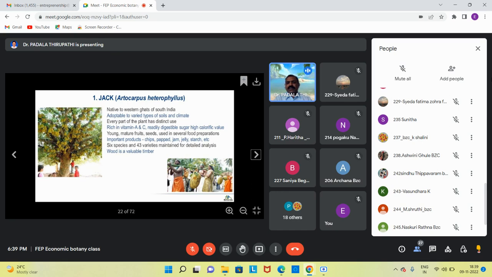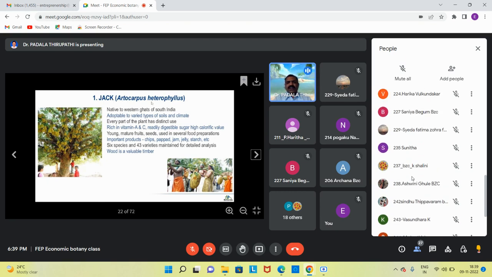See here, some of the tribes or ethnic groups are cultivating commercially, and they also grow naturally in forest areas. See here, this is the jackfruit, Artocarpus heterophyllus. This is very native to the Western Ghats of South India, adaptable to varied types of soil and climate. So this is one of the important fruits in southern India.